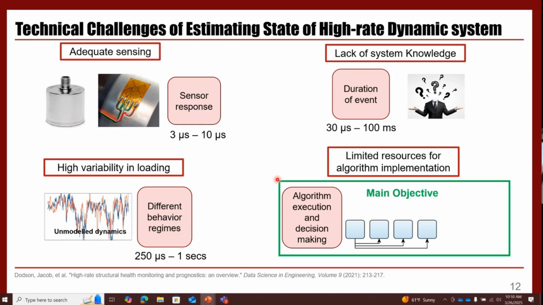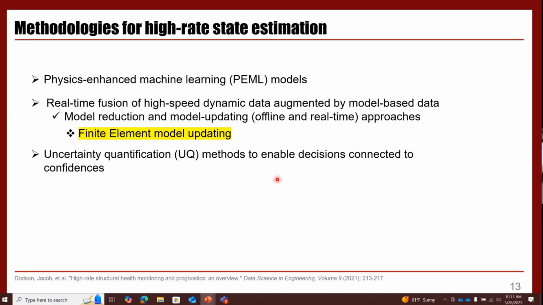So here is my main objective. This is where I come in to develop and formulate algorithms that we can use to estimate this event within a very short time of about 1 millisecond. So I'm working with a time constraint of 1 millisecond to solve the systems of equations for us to estimate the aerodynamic event.